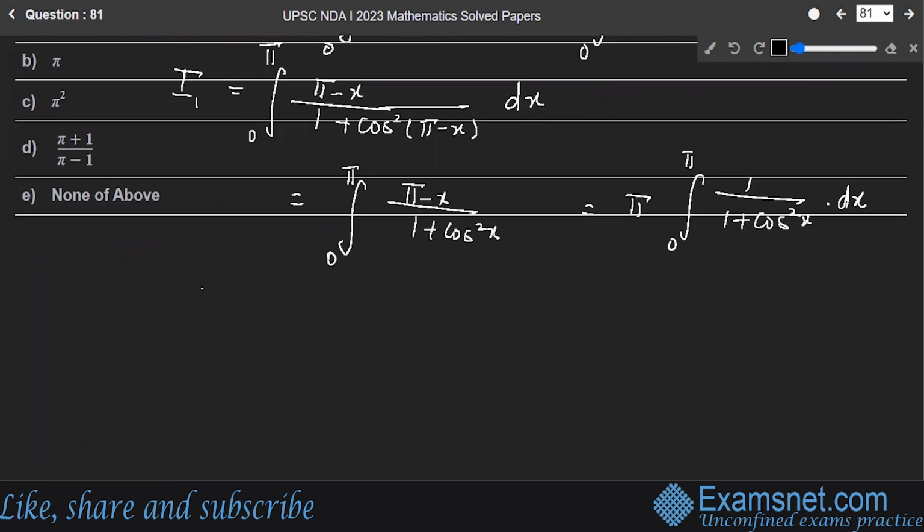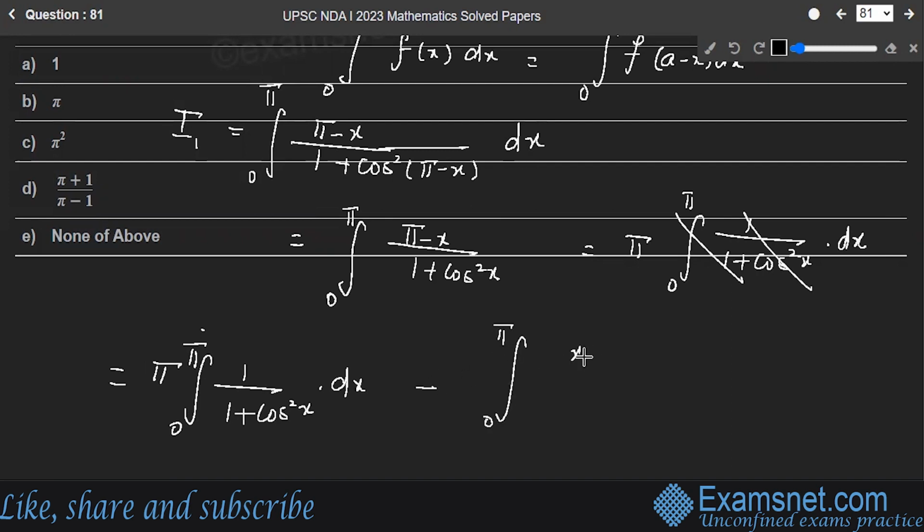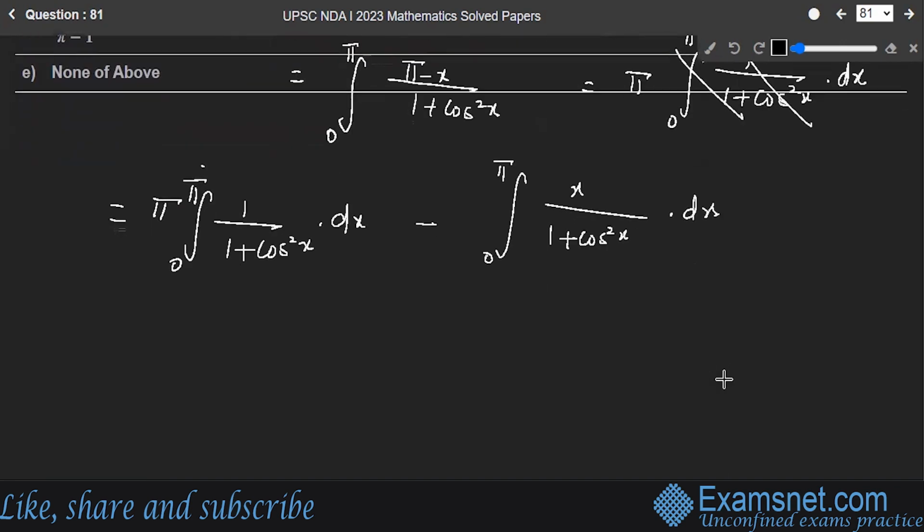Sorry, this step is wrong. This can be written as the integral from 0 to pi, and I'll take pi outside, of 1 upon 1 plus cos square x dx, minus the integral from 0 to pi of x upon 1 plus cos square x dx, right? So this was equal to your I1, right? 2I1 can be written as pi times the integral from 0 to pi of 1 upon 1 plus cos square x dx.